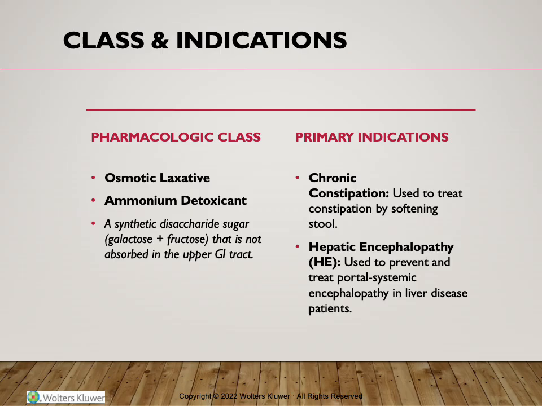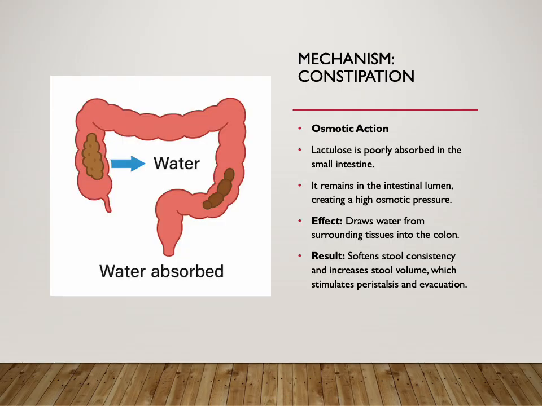But hepatic encephalopathy is another indication, and a very common primary reason that we give lactulose. We use it to prevent and treat portal systemic encephalopathy in liver disease patients. That client with cirrhosis who can't do anything with that ammonia byproduct, we give lactulose for that hepatic encephalopathy. And remember, it's the ammonia, not the bilirubin. The way it works is as an osmotic diuretic, and it's also how it grabs that ammonia.